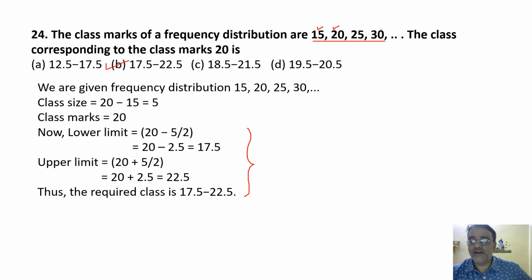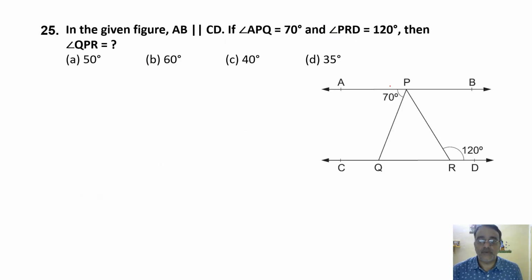अभी मान लो 25 का हम लोग को निकालना है. So 25 से पहले 2.5 subtract करना है. So 22.5. Then you have to add 2.5, 27.5. So 25 के corresponding जो class होगा वो होगा 22.5 to 27.5. Right. So that is why you should know how to find the class when class mark is given. Right. Now we are moving toward question number 25.